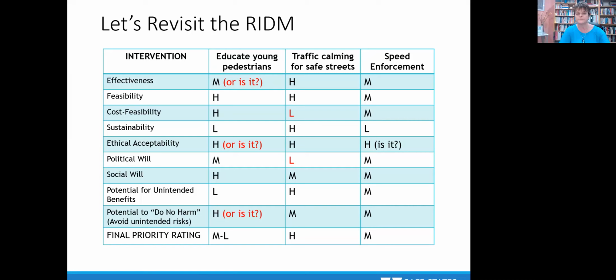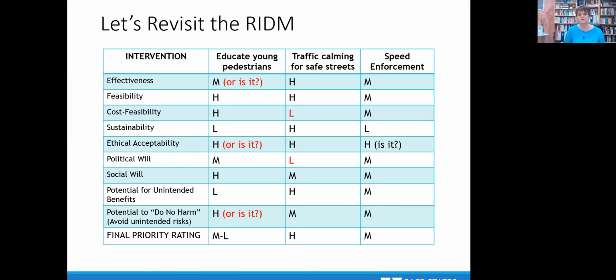Now let's look at traffic calming. Highly effective, highly feasible. It's not cost feasible. It's going to be expensive. It's very sustainable. It's ethically acceptable, we believe, because of the way we're planning it. There's low political will for this, medium social will. There are some significant potential benefits, though, of working this way in terms of other community benefits that have nothing to do with injury, and may have to do with respiratory health, for example. And then the potential to do no harm, we'd like to think it's high, but there may be people who say, well, I think those traffic bumps damage my car, whatever that is.